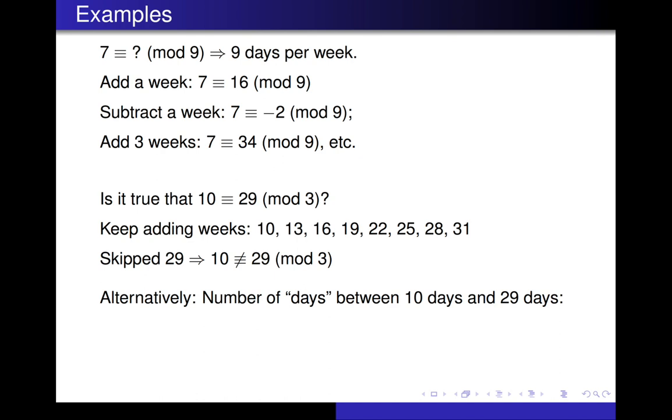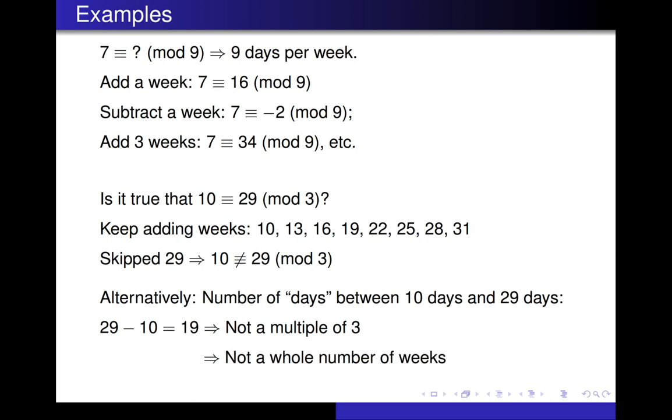The way I can figure out how many weeks are in between them is figure out how many days. And that's just subtraction, right? So I take 29 minus 10. There are 19 days between 10 days and 29 days. And then the question is, is that 19 days a whole number of weeks? Well, guess what? It's not a multiple of 3, right? Because if you look at multiples of 3, 18 comes right before, 21 comes right after. What a bummer. That tells us that there is not a whole number of weeks between 29 and 10. And that tells us that they are not congruent mod 3.